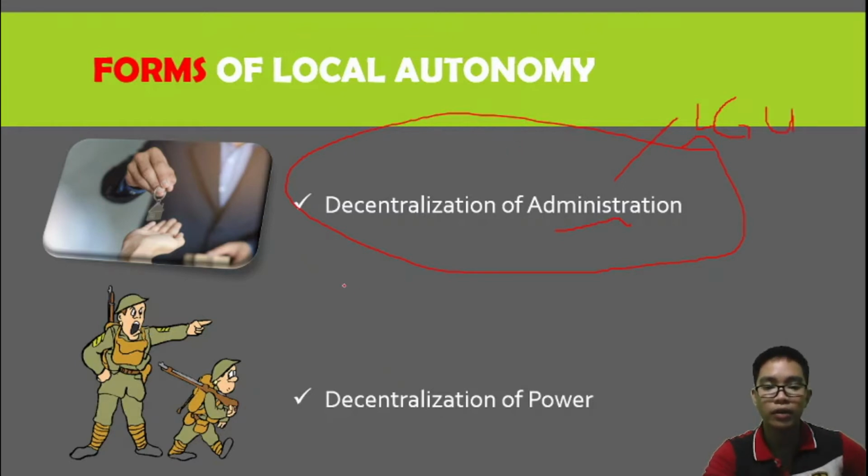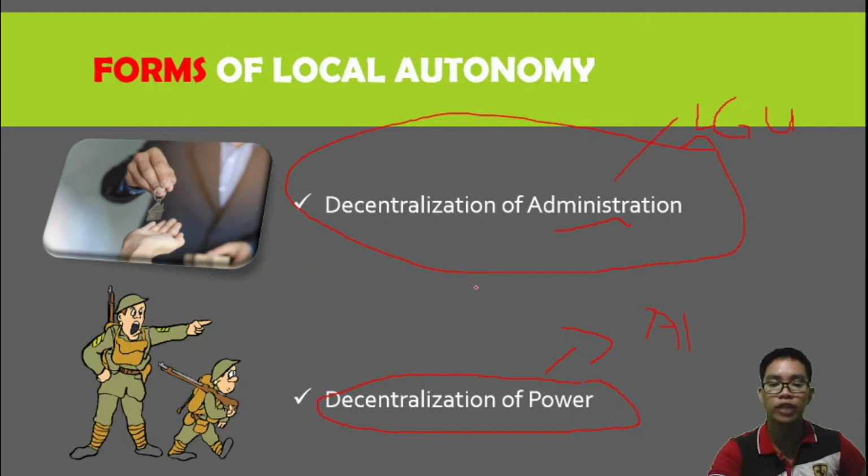So, what about decentralization of power? So, when it comes to decentralization of powers, it involves abdication of political power. Nasa module nyo to, basahin nyo na lang. So, abdication means an act of giving up a sovereign power. That's why this decentralization is granted to LGUs declared to be autonomous. So, itong decentralization naman to is granted to what? Autonomous LGUs. So, autonomous regions. Okay?